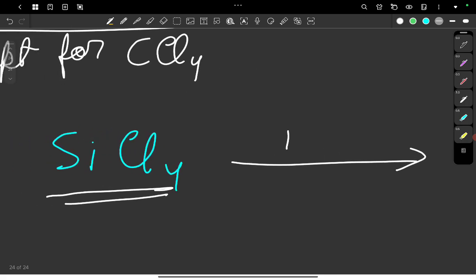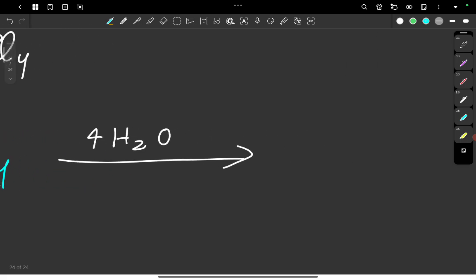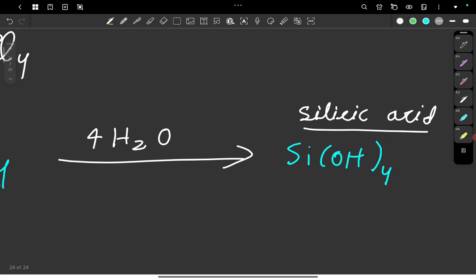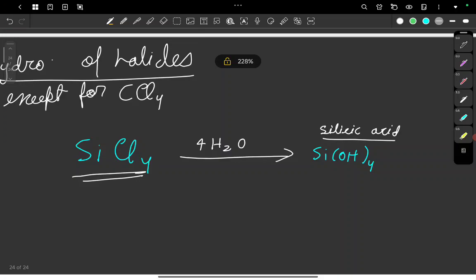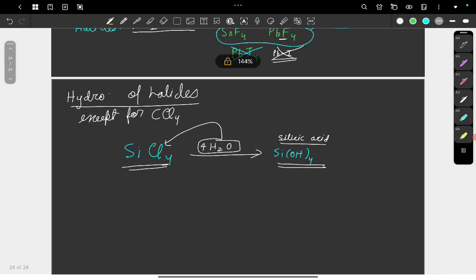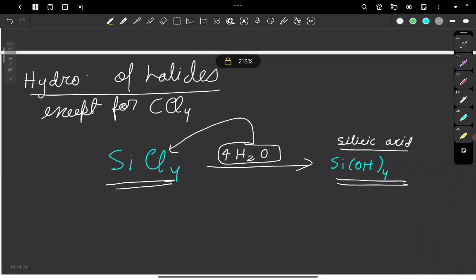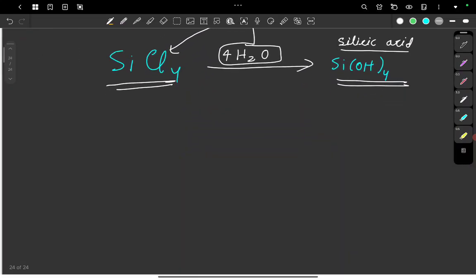So SiCl4, if you add water to it, and specifically if you add 4 moles of water to it, it forms Si(OH)4, which is silicic acid. Remember the name, it may be asked. Basically, the water has sent its hydroxide ions to replace the chloride ions, and that is how this compound has been formed. This is how hydrolysis of halides takes place.